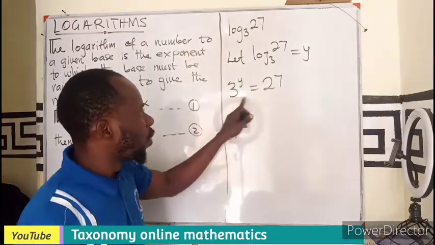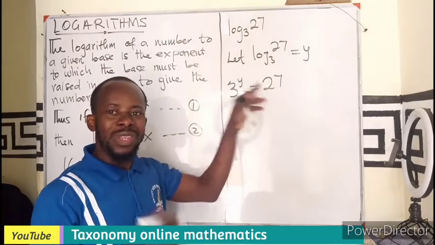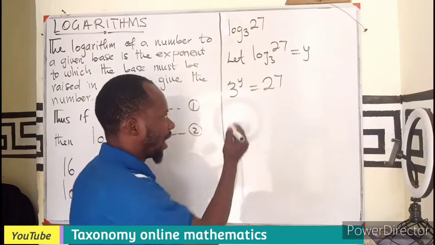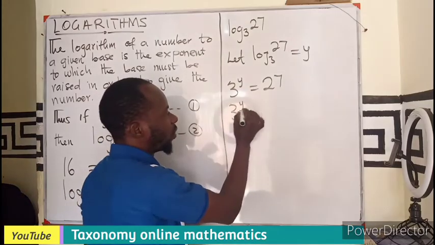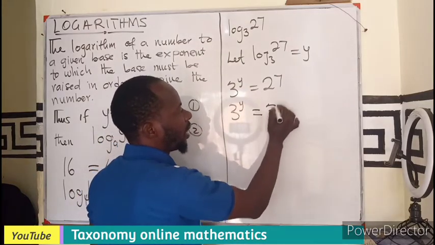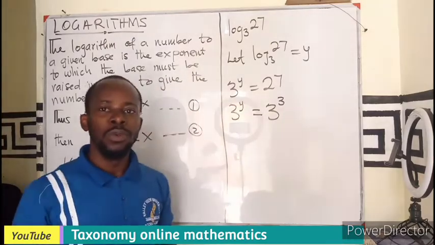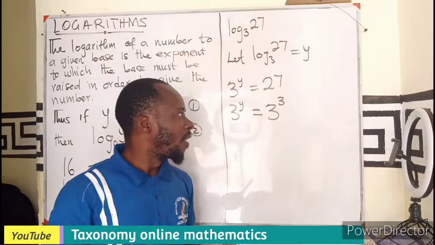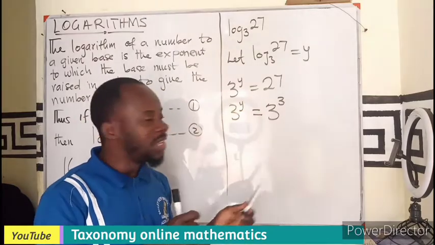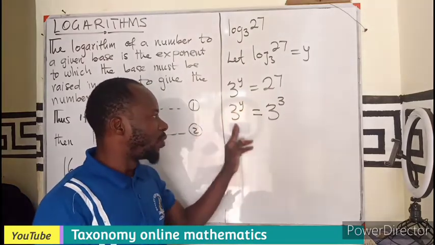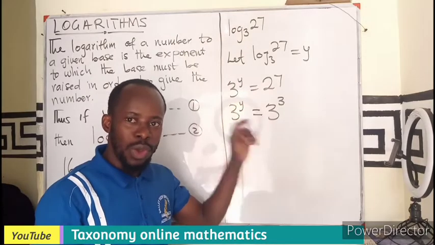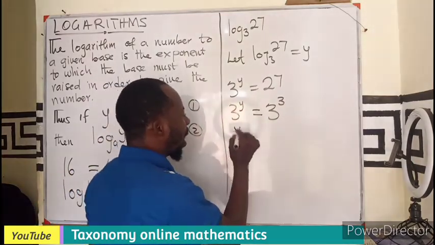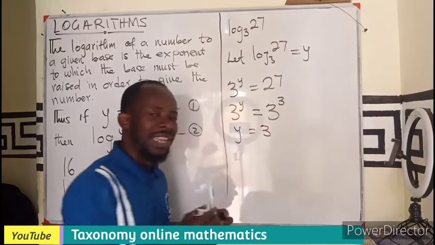As in this case, we are going to make sure we break 27 also into base 3. So that becomes 3 exponent y equals 3 exponent 3. You know, 3 times 3 times 3 gives us 27. Alright, so per the law of indices, if you have an equation whereby the bases are the same, we take the exponent. So in this case, our y is going to be 3.